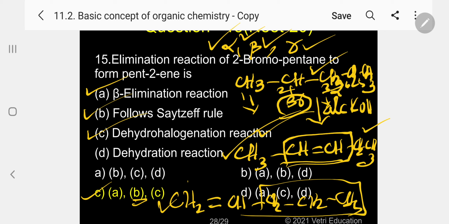What is dehydration? Dehydration means removal of water. Here, no water is removed. So this is wrong. So answer is A, B and C is the correct answer.